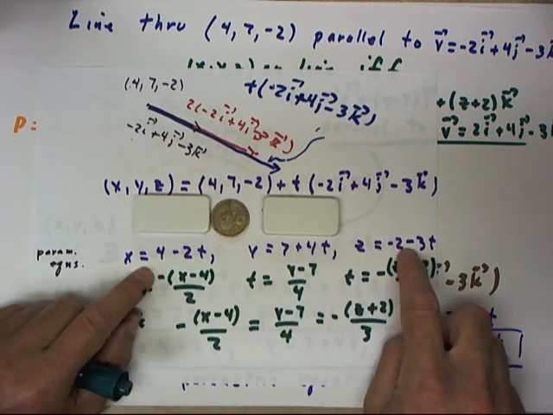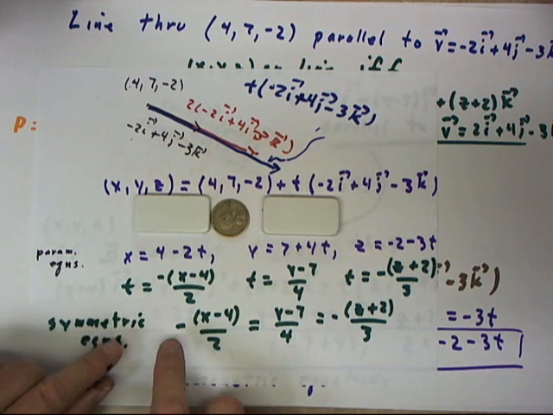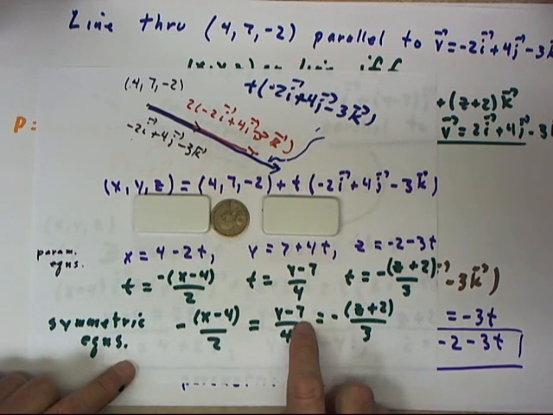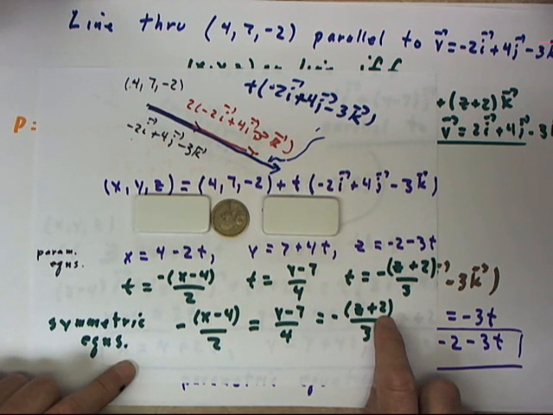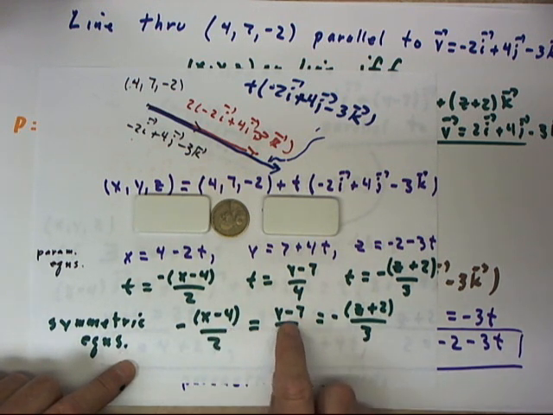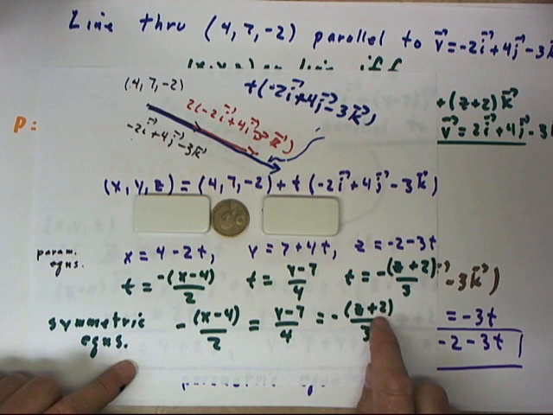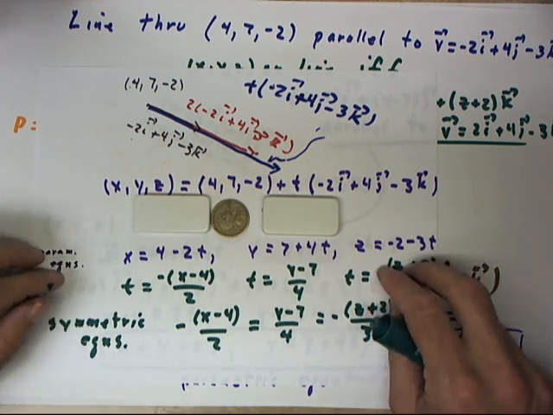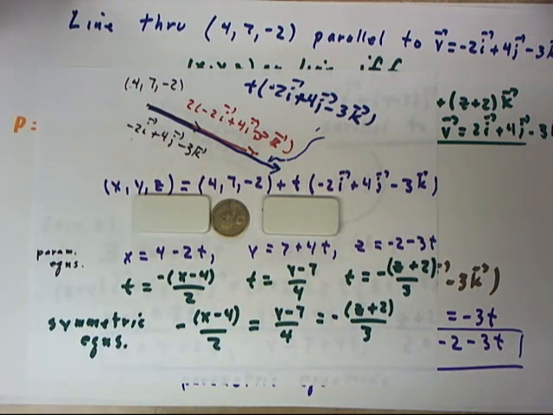Here's (4, 7, -2). In the symmetric equations, here's our 4, here's our 7, and here's our -2. Now it's minus the 4, minus the 7, minus the negative 2, which makes it, of course, plus 2. So these equations and these conditions are all completely equivalent to one another.